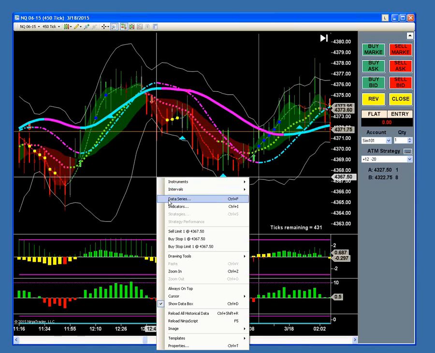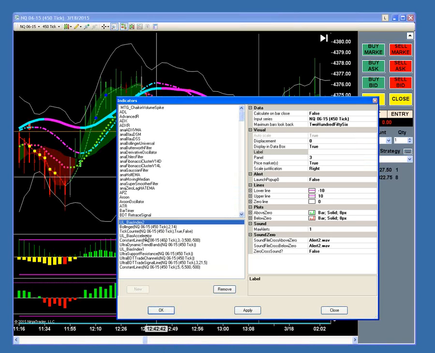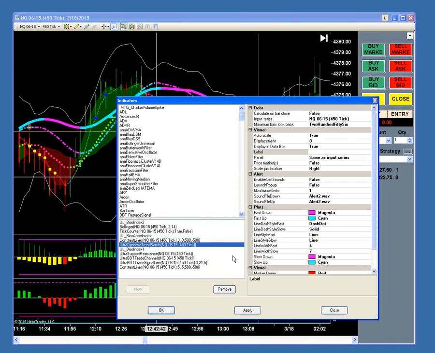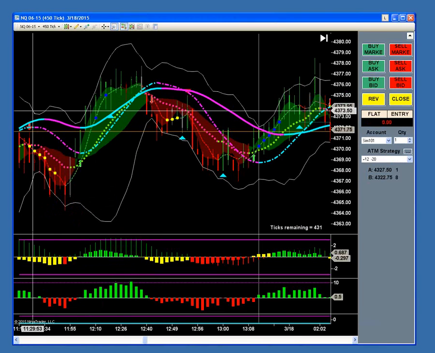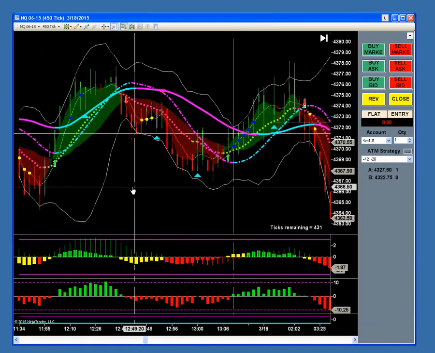Hyperscalp. So what I'm going to do is just go in here and change the dynamic trend band once again from 7 back to 5. Apply and OK. So now our dynamic trend band is back to the regular thickness.